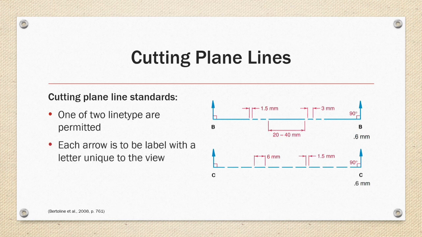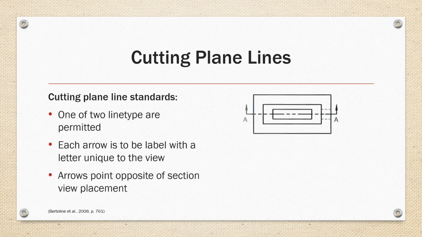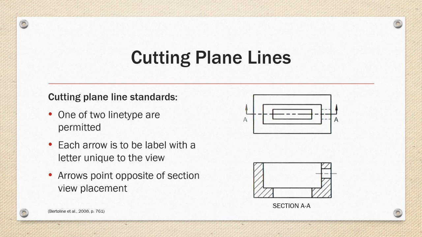Each arrow on the cutting plane line is labeled with a letter that's unique to the view to designate which section view the line is associated with. The section view is always placed in the opposite direction of the arrows, as shown on the right.